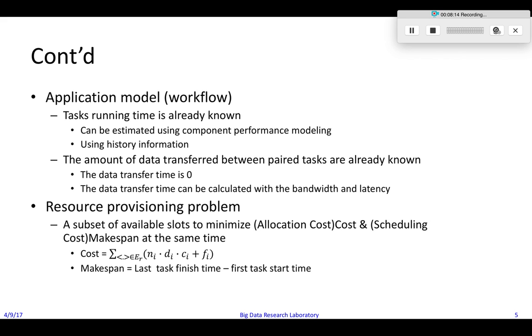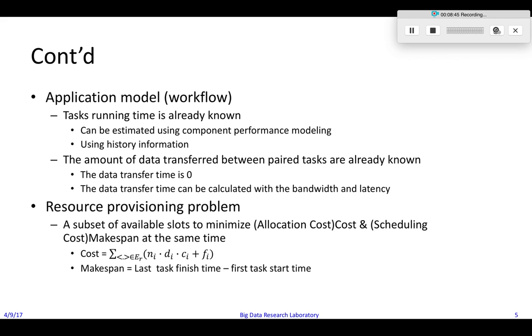Let's move on to the application model. It is very common to use the workflow as the application model in grids. So why do we need to use the workflow? The workflow is composed of different tasks with some dependencies. And we also have two assumptions for running workflows on the grids.